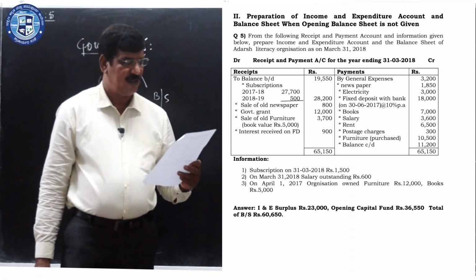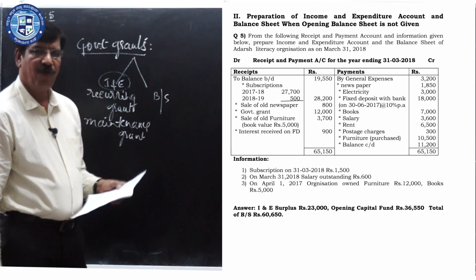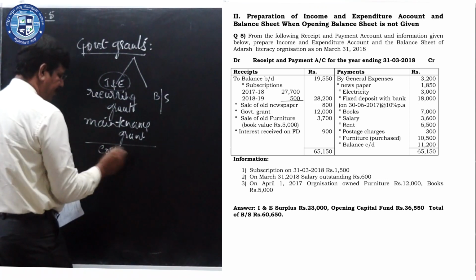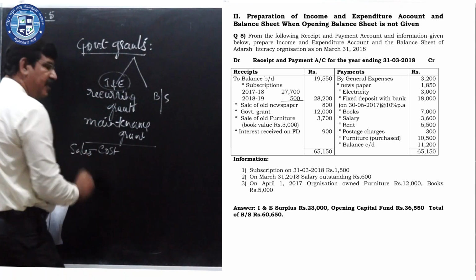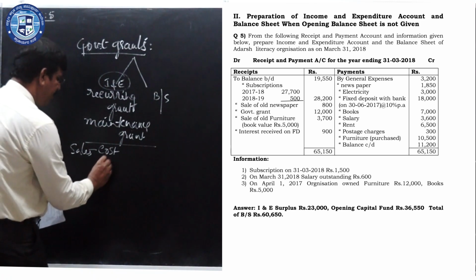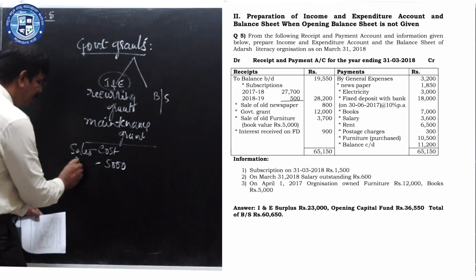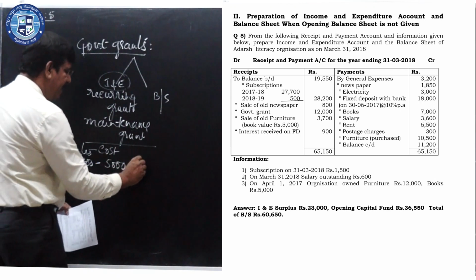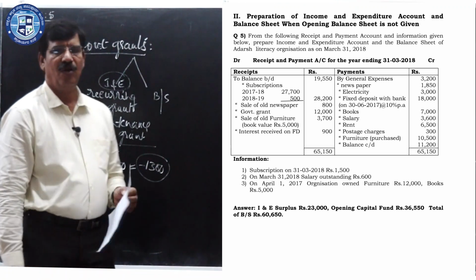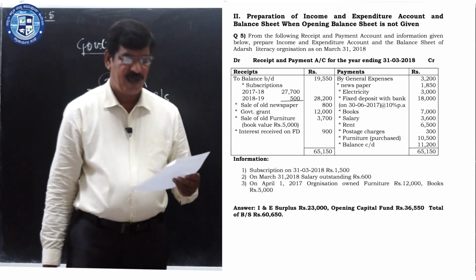Sale of old furniture 3,700 is given. So when the book value is given along with the sale of old asset, what you have to do is deduct cost from the sales value or sold value. So here the book value is 5,000 and it is sold for 3,700. So you will get minus 1,300. When there is minus, we can consider them as loss on sale of furniture. Okay. Interest received on FD 900.